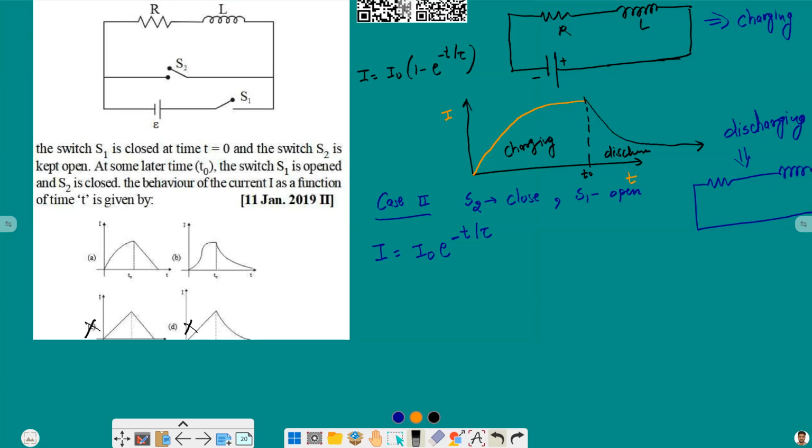In option A, charging is exponential, and in option B, charging is not, we can say, completely exponential, but it's following the curve. So in both A and B, the charging part is right. Now coming to the discharging part, in option A, discharging is shown as a straight line, meaning the discharging is linear. But we also know that discharging is exponential here. So option A is rejected. So the only available option that we can mark is option B here. So let's move to the next one.